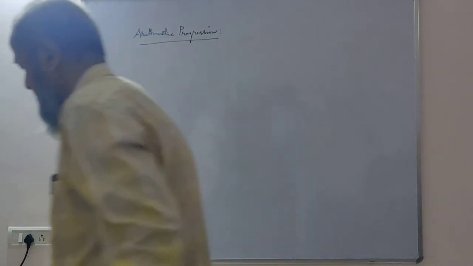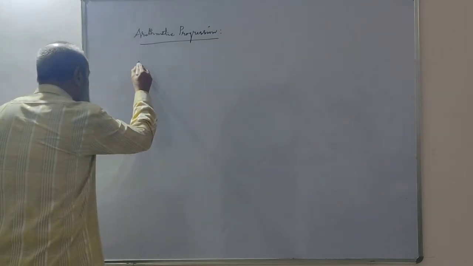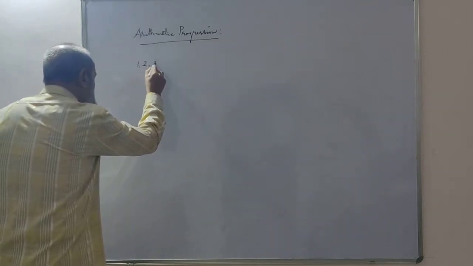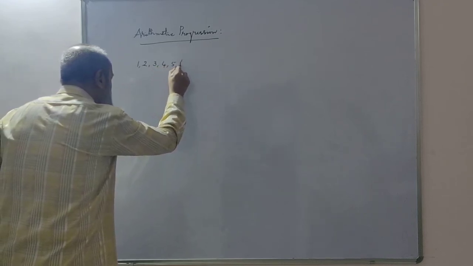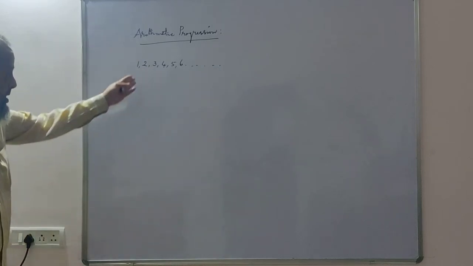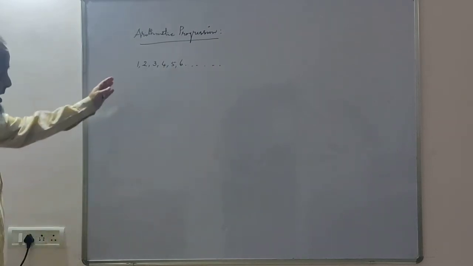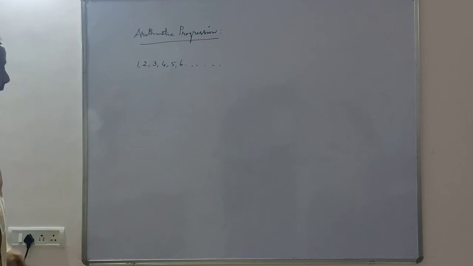If numbers are arranged in a particular manner, we say they are in progression. There are different types of progression. Arithmetic progression is one of them. Now in this, I have written some numbers like this. A set of numbers, 1, 2, 3, 4, 5, 6. These are natural numbers. Natural numbers, you know, 1, 2, 3, 4, 5, 6, 7, 8, 9, 10, etc. Like that, if I arrange, now these are said to be arranged in an arithmetic progression or arithmetic series.